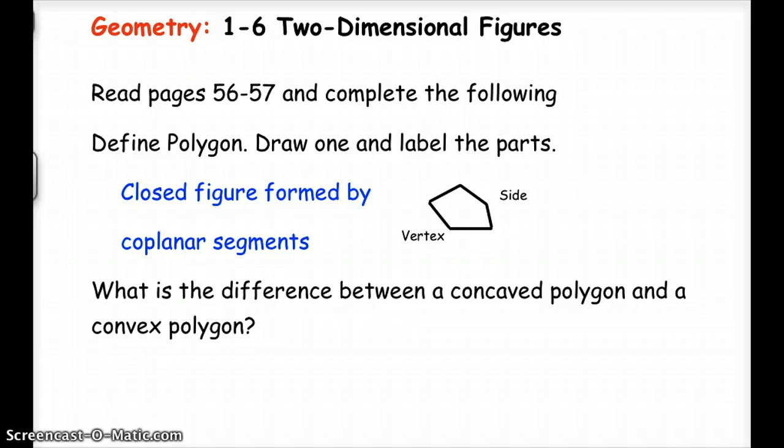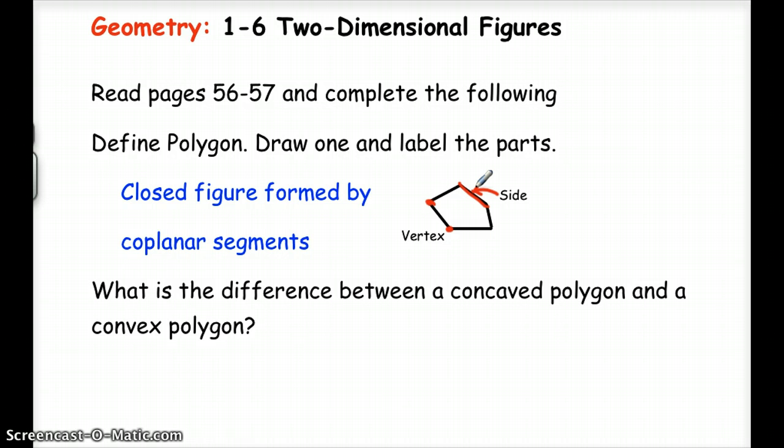Today we are talking about section 1-6, which is on two-dimensional figures. You were asked to read pages 56 and 57 and complete the information that I already have on the smartboard for you. You're supposed to define a polygon, and a polygon is a closed figure formed by coplanar segments. That means segments that are in the same plane, like on a piece of paper. I already have one drawn here, and then it says you're supposed to label the parts. The points are called the vertexes, and the line segments are called the sides.